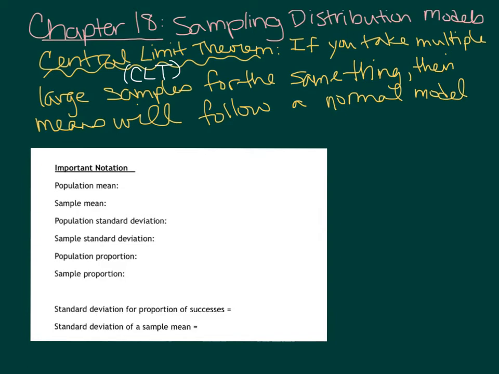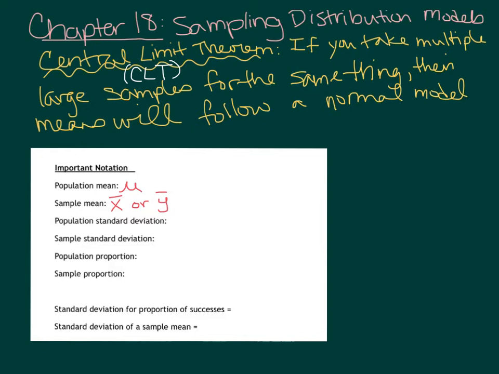So I'm going to go on to some important notation. You've seen a lot of this stuff before, but I just want to make sure you have it again. I think it's not going to hurt you to have it all in one place. So the population mean, you have often seen represented as the Greek letter mu, whereas the sample mean is usually represented as x bar. Or sometimes, I think in your book, it uses y bar.